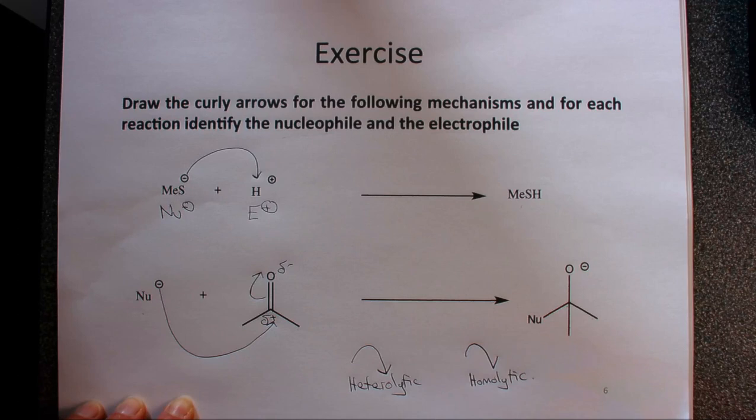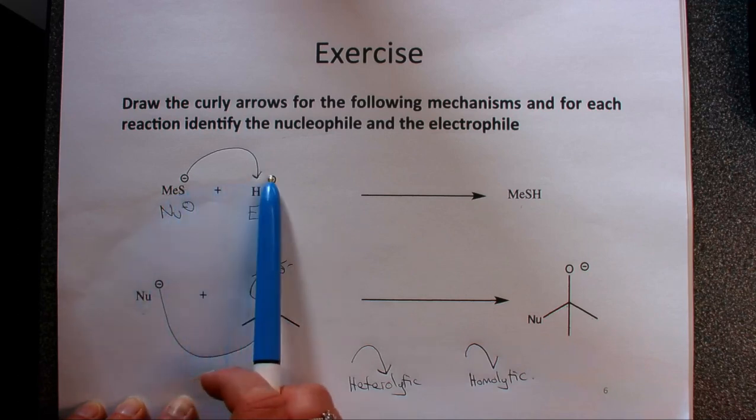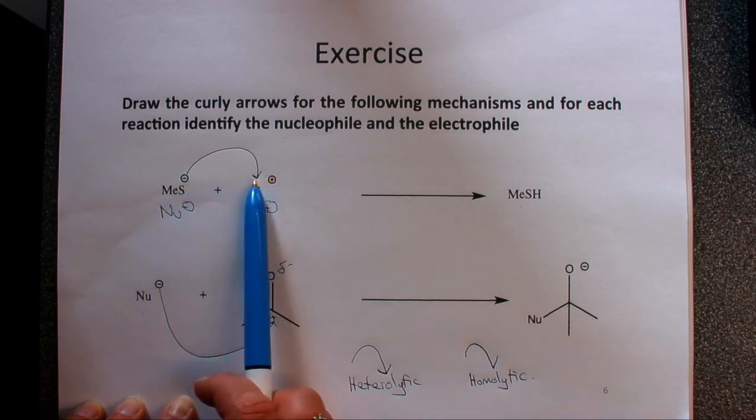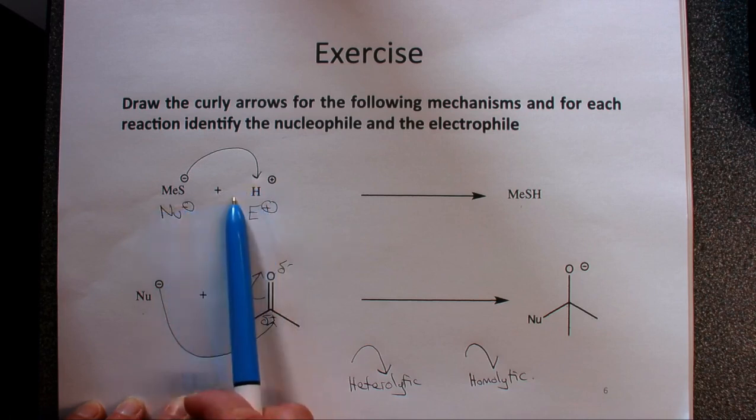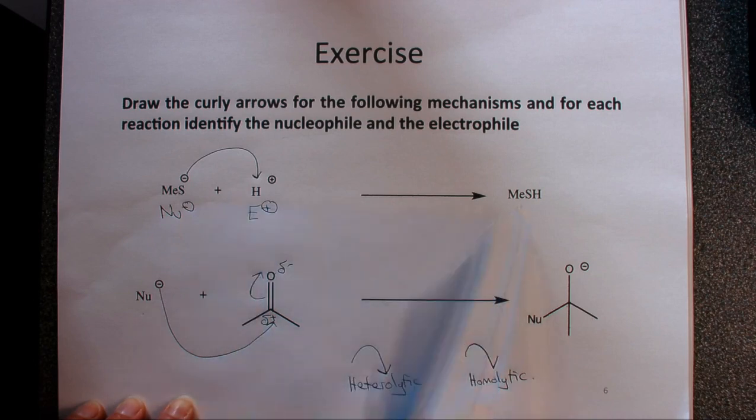So the key points here, we've gone from high electron density to low electron density, and we've used these double-headed arrows because they're heterolytic. We've made sure we've balanced both the atoms and the charge on the left and on the right.